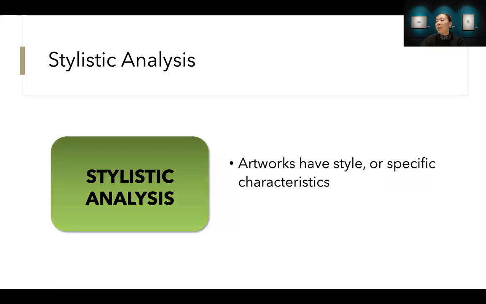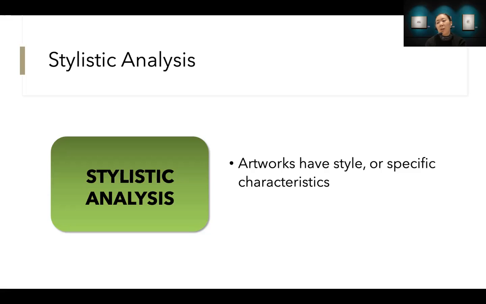The next analysis is stylistic analysis. We recognize a style in our own lives, right? The way we dress and arrange our hair reflects our personal style. But artworks also have a style, or specific characteristics that make them look the way they do. Style allows us to recognize that an artwork was made by a particular artist.